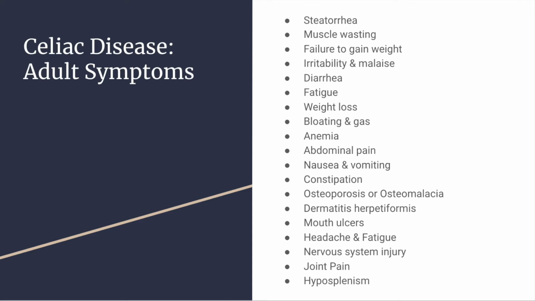In addition to digestive symptoms, some individuals may experience some seemingly unrelated symptoms such as anemia, loss of bone density or softening of bone, itching and blistering skin rash, mouth ulcers, nervous system injury such as numbness and tingling in the feet and hands, possible problems with balance, and cognitive impairment, as well as joint pain and reduced function of the spleen.